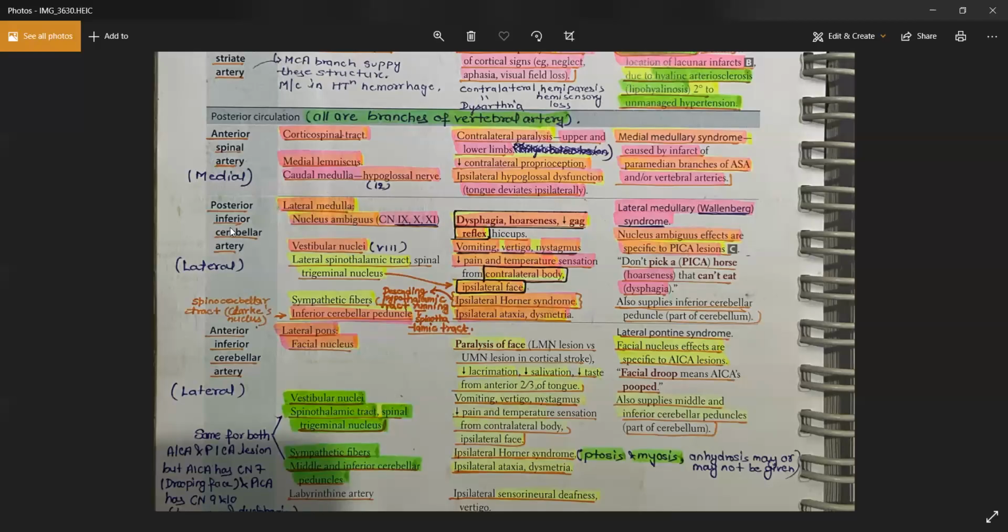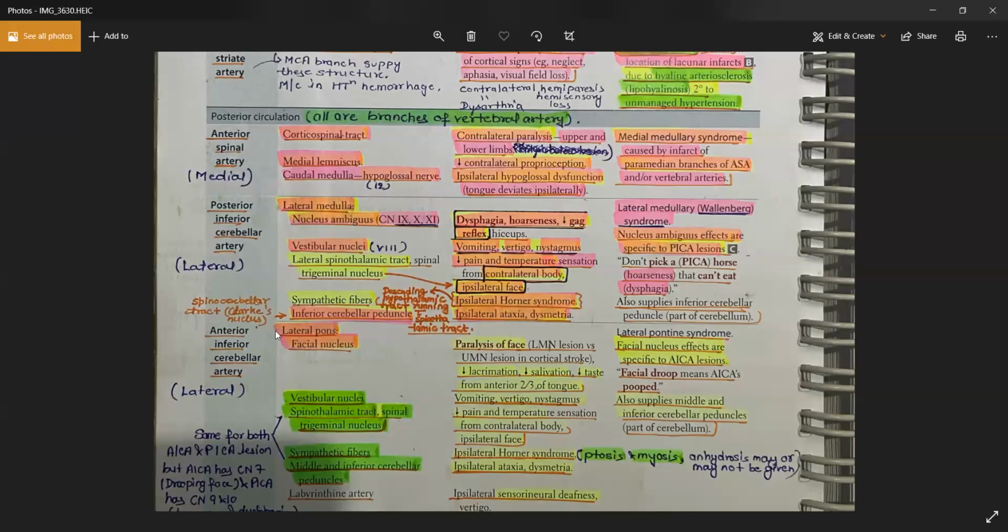8th and 5th are not specific; they are present in both my medulla as well as my pons. Okay. So all of these symptoms are common for both my ICA as well as my PICA. That means for my lateral pontine as well as my lateral medullary syndrome, except these cranial signs. Yes. So I have no need to mention all these symptoms.